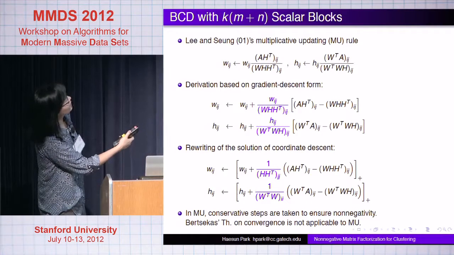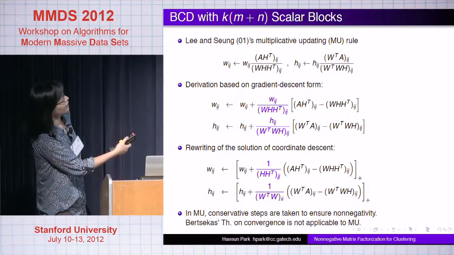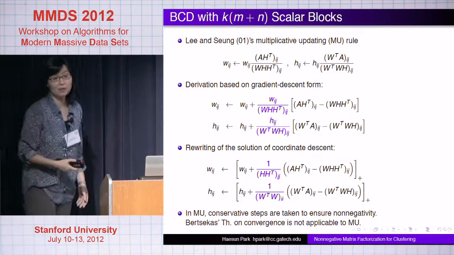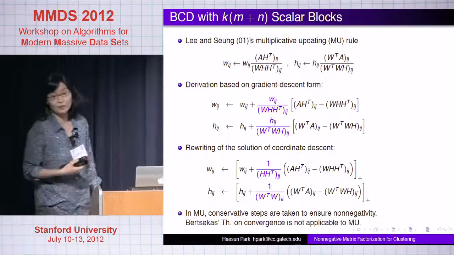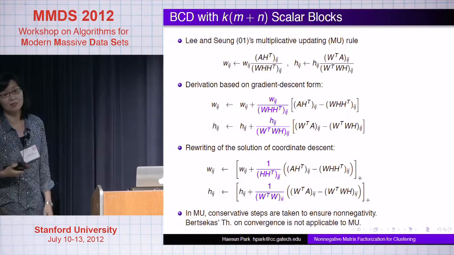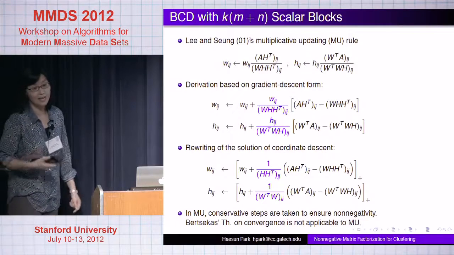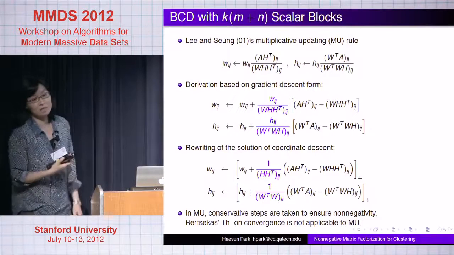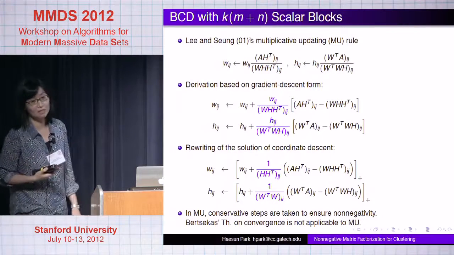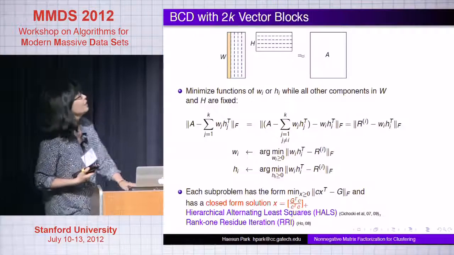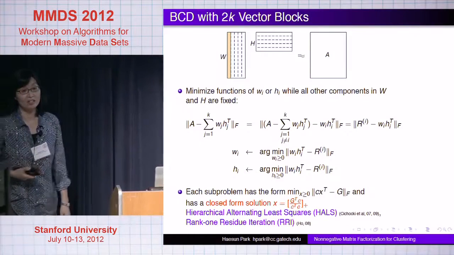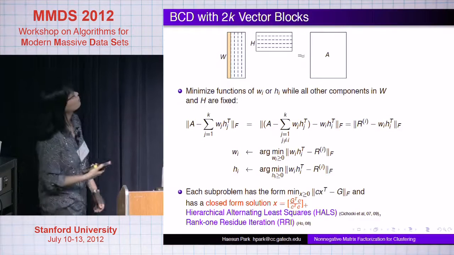Okay, so what I want to emphasize is this multiplicative updating algorithm does not use block coordinate descent framework, so that convergence property we have is not applicable. So in their original paper, they say their algorithm converges to local minimum, but later it was found out that that is not the case. It's just the objective function does not increase as they iterate.